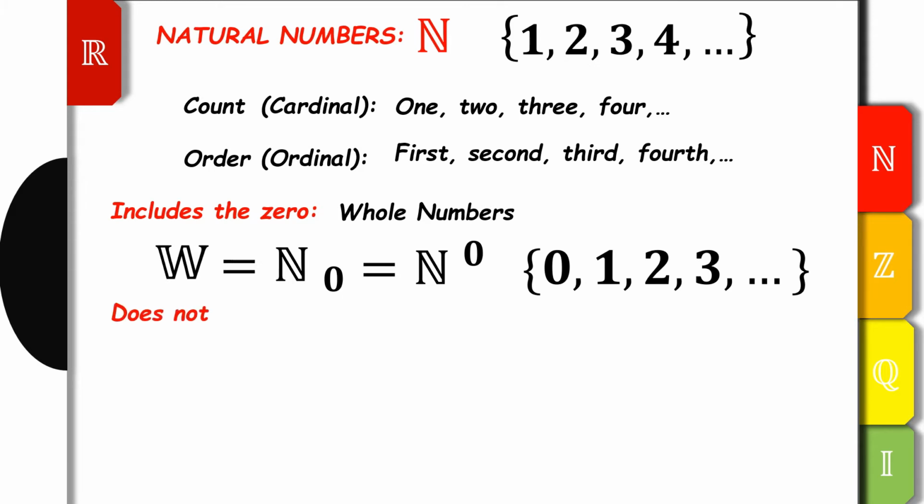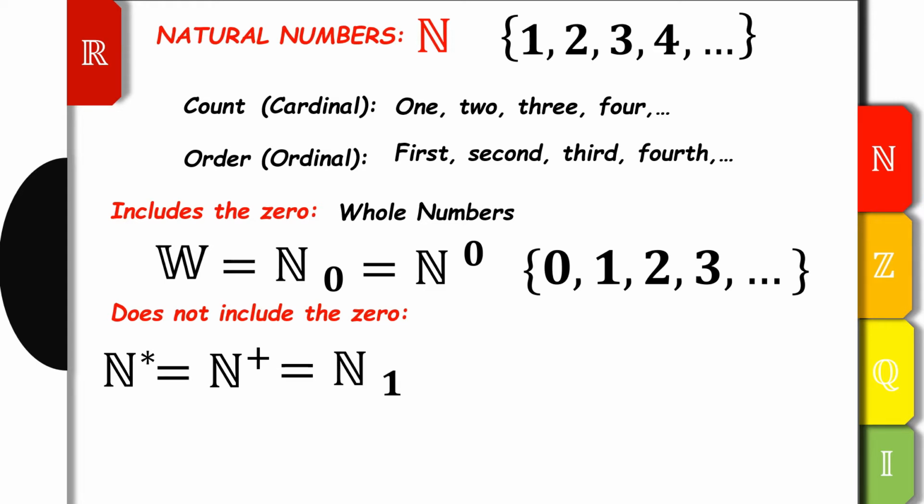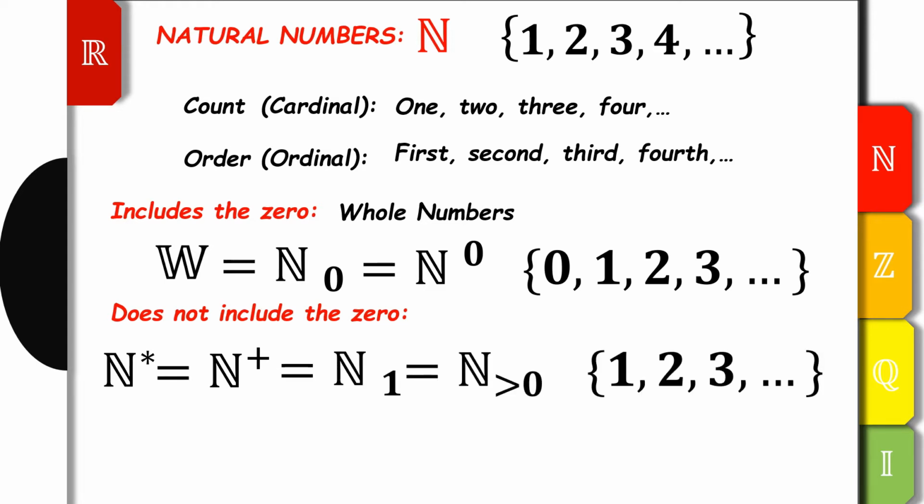And if we were to strictly specify that the natural set of numbers does not include the 0, then we could represent it with the same capital N and add an asterisk superscript, a plus sign superscript, a 1 subscript, or a greater than sign plus a 0 subscript. All of these variations mean the same for now. When we get deeper into the mathematical roots, then we will talk about the subtle yet fundamental differences between them all. But let us not overwhelm ourselves with that for now. Let's continue with our review of the number sets.